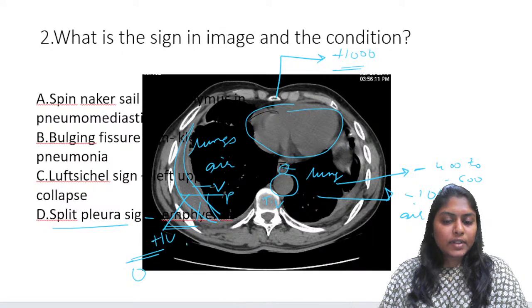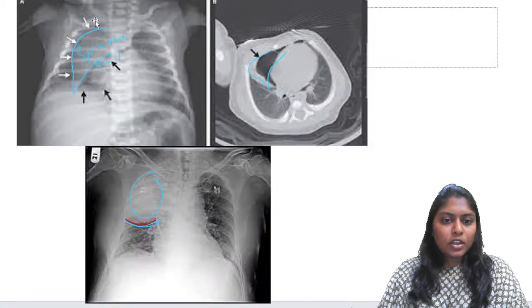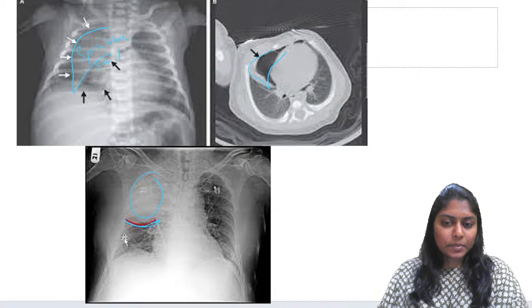As well as for empyema, that is pleural effusion and empyema, both of them we'll be able to see in between the visceral and parietal pleura only. So this is Spinnaker sail sign. This is bulging fissure sign from Klebsiella.